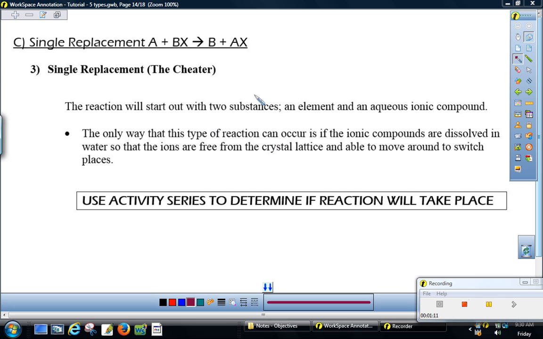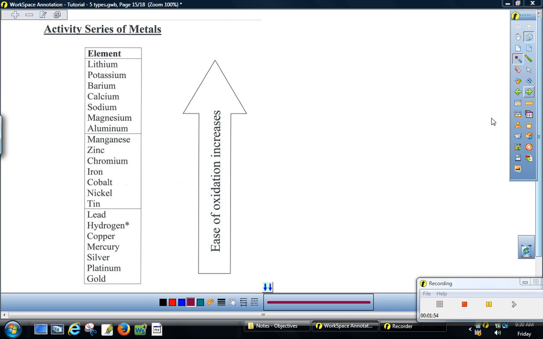Alright, so the reaction is going to start out with 2 substances. One has to be an element, one has to be an aqueous ionic compound, a dissolved ionic compound in water. The only way that this reaction can occur is if water's there to facilitate the reaction so that the ions are free from one another and are able to switch places. And then we have to consult the activity series to see whether or not the element that's by itself is more reactive than the element of the same species that's in the compound.